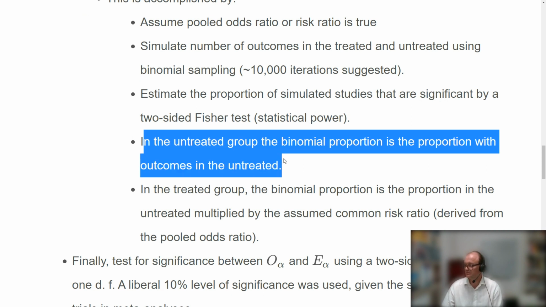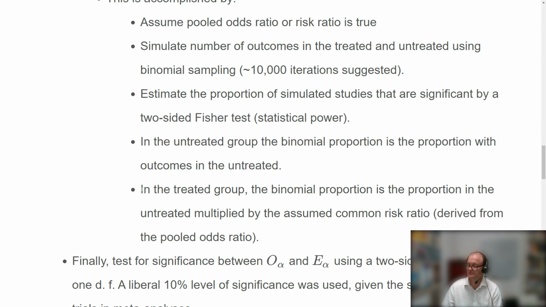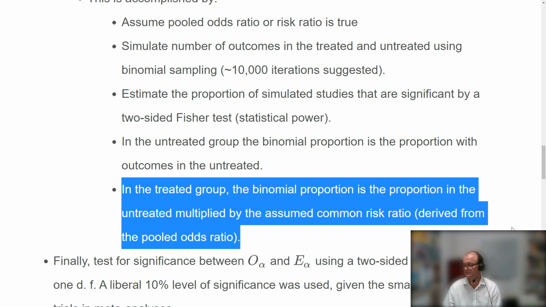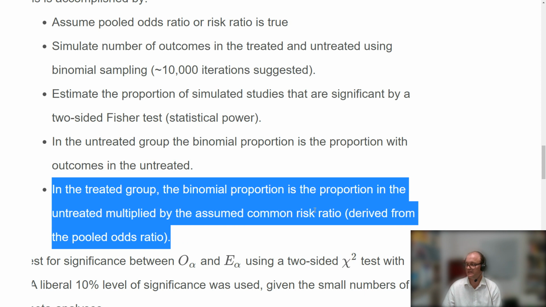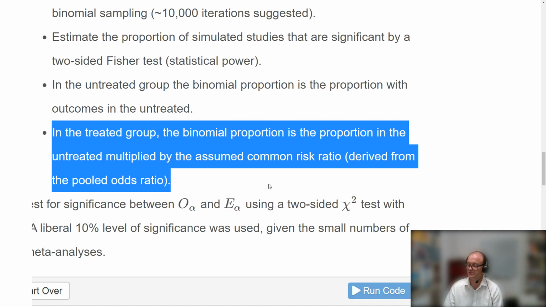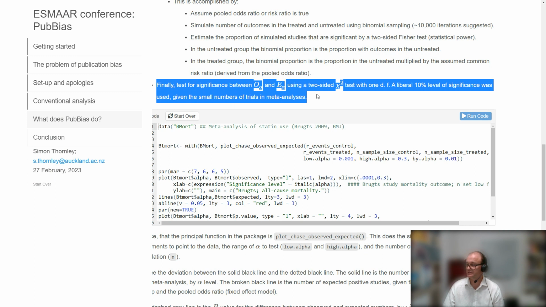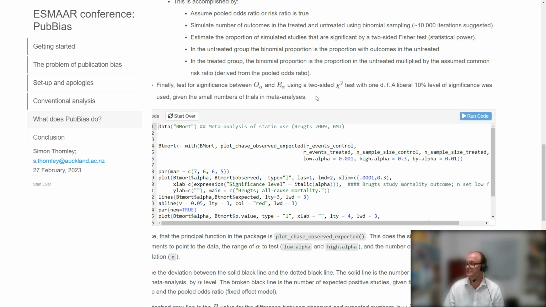In the untreated group, the binomial proportion is straightforward. It's just what we observe in terms of the event proportion in the untreated. In the treated group, the binomial proportion is not estimated from the observed data, but rather is inferred from the event rate in the untreated and the assumed common risk ratio. And finally, we test for significance between the observed and the expected using a two-sided chi-square, and we use a liberal 10% level of significance.